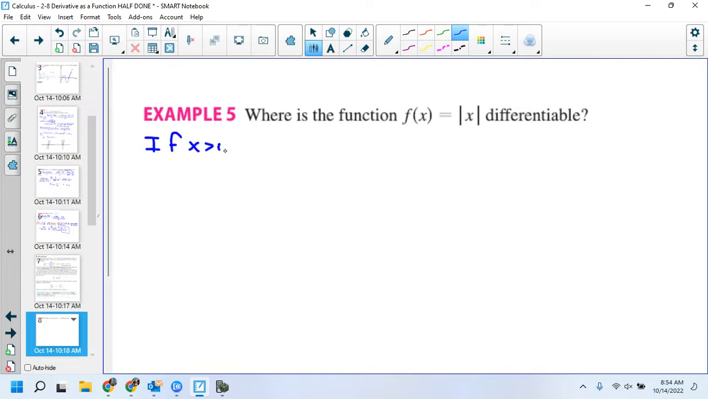If x is greater than 0, if x is positive, what does the absolute value of x equal? X. Right? Okay, I'm going to consider this case. All right, let's find it. The limit as h goes to 0 of f of x plus h, the absolute value of x plus h minus the absolute value of x, all over h.